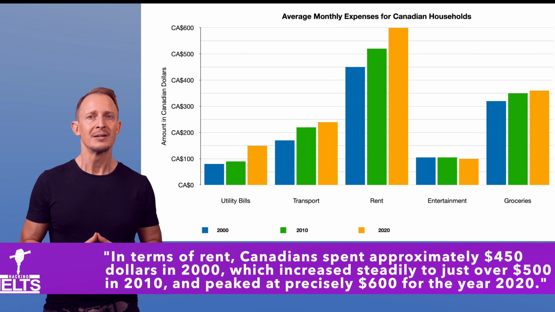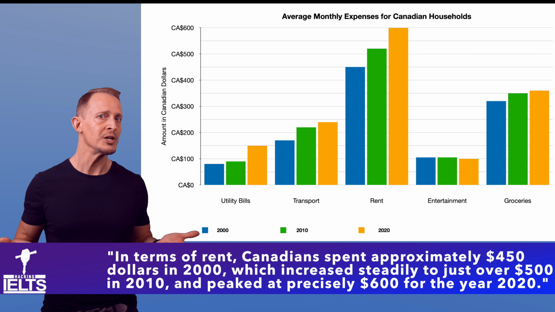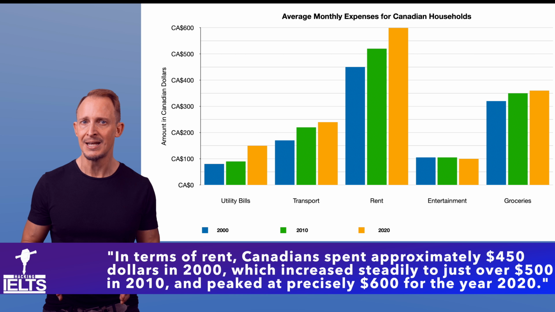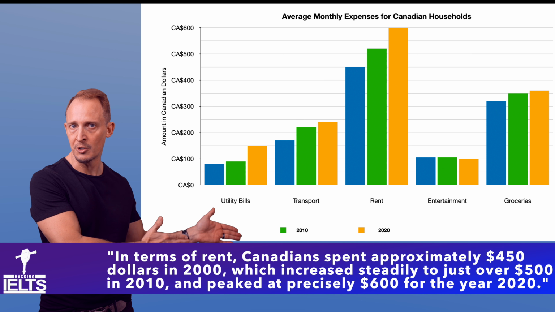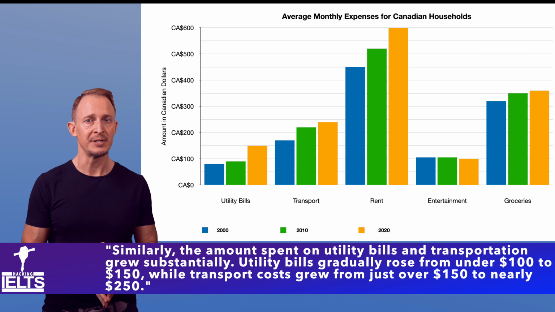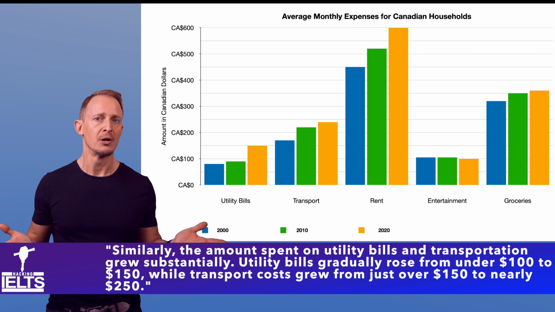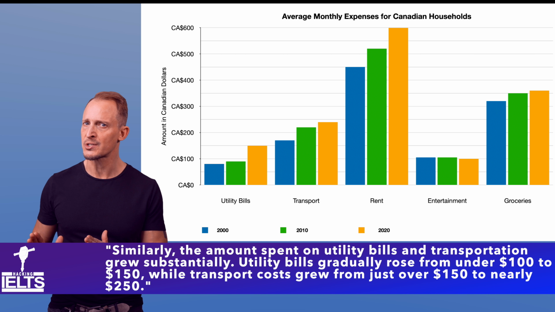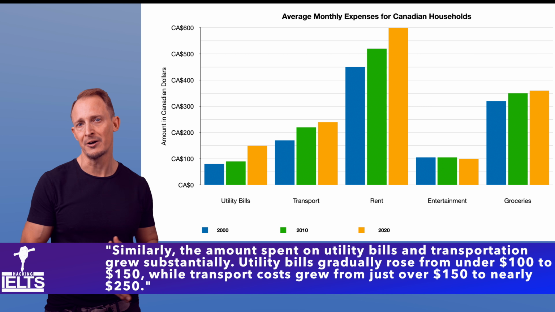In terms of rent, Canadians spent approximately $450 in 2000, which increased steadily to just over $500 in 2010, and it peaked at precisely $600 for the year 2020. Similarly, the amount spent on utility bills and transportation grew substantially. Utility bills gradually rose from under $100 to $150, while transport costs grew from just over $150 to nearly $250.